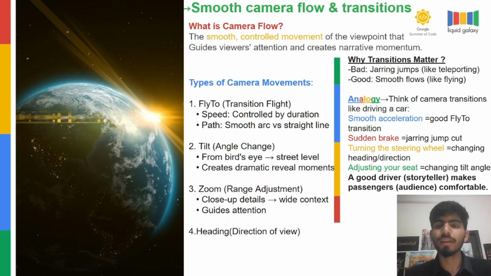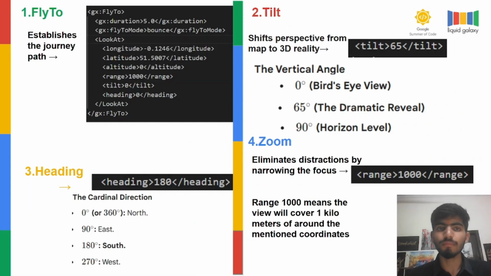Here an analogy is also given with driving a car. A smooth acceleration will be a good transition to flight. Turning the steering will be with the heading and the direction, and adjusting your seat and changing a tilt angle. This is basically the angle at which the user is seeing. A statement is also given: a good driver, basically a storyteller, makes a passenger, basically the audience, comfortable. That is the importance of camera flow and transition in storytelling when we are doing it with the Liquid Galaxy. So there are four movements which I explained on the previous slide also.